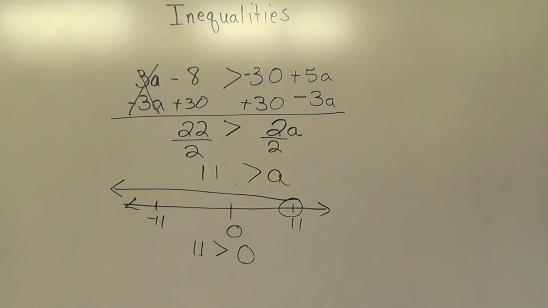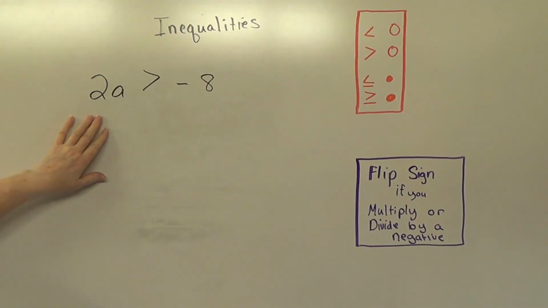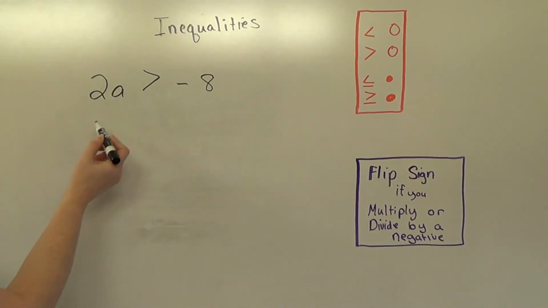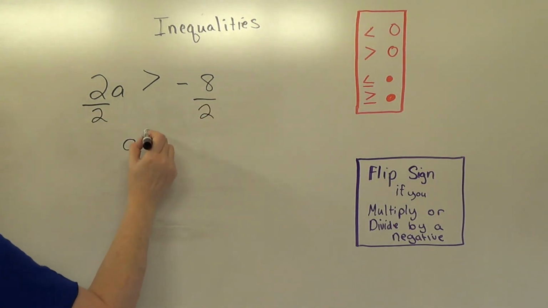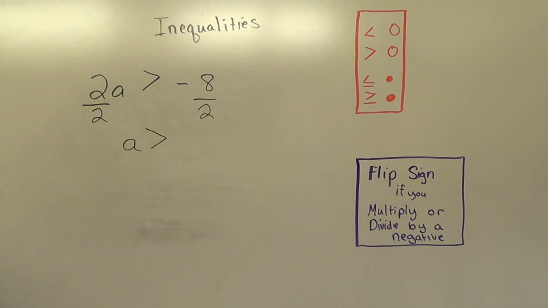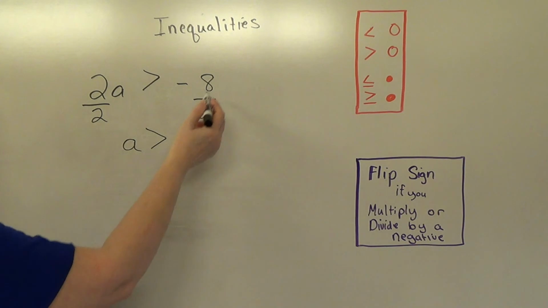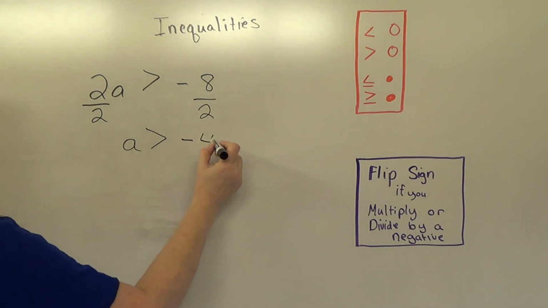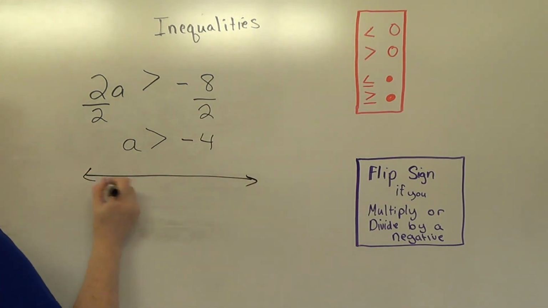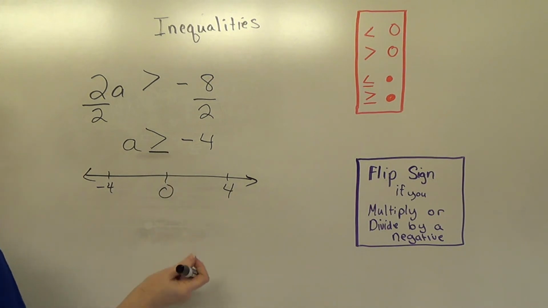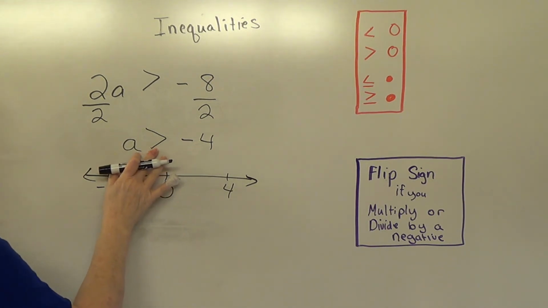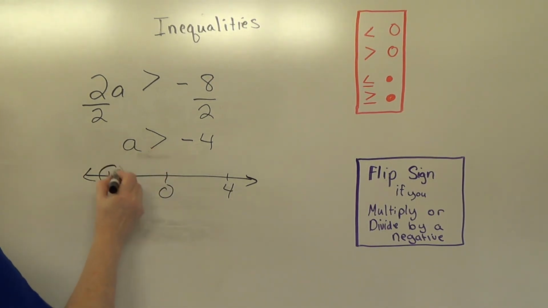Let's try another one. Alright, in this problem, we're simply going to get a by itself by dividing both sides by 2. And a is greater than. We're going to use our rules for multiplication and division with negatives. So a is greater than -4. Graph it on the number line. Put 0. Put the number and its opposite. This inequality doesn't have an equal sign, so we are going to make an open circle on -4.